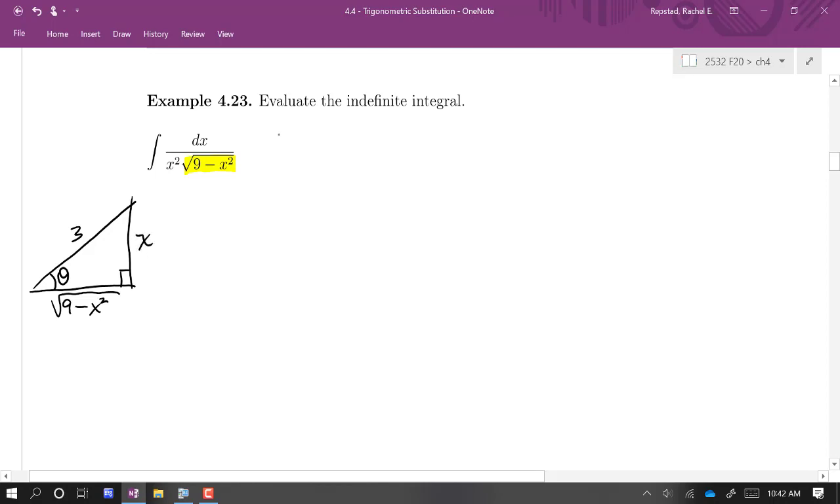And now, using the sine function of SOHCAHTOA, I know that sine theta is x over 3, and so x is 3 sine theta. Now, before I get an expression for the radical, I'm going to use this to get two other things. One, I'm going to find dx. The derivative of 3 sine theta is 3 cosine theta, so dx is 3 cosine theta d theta.